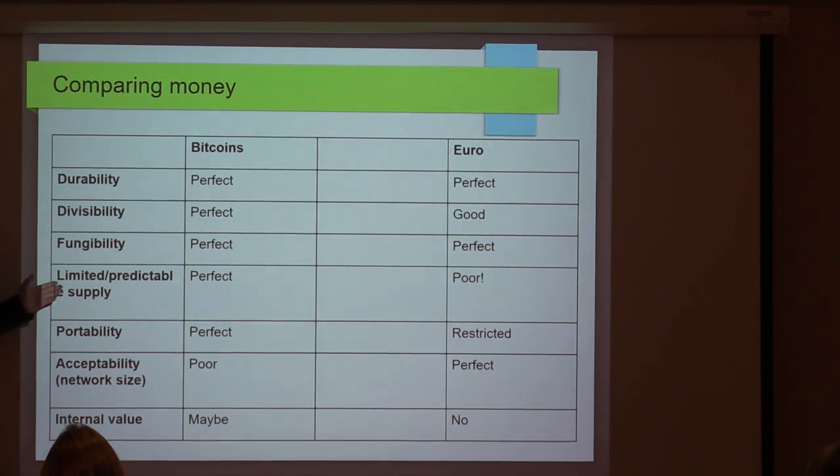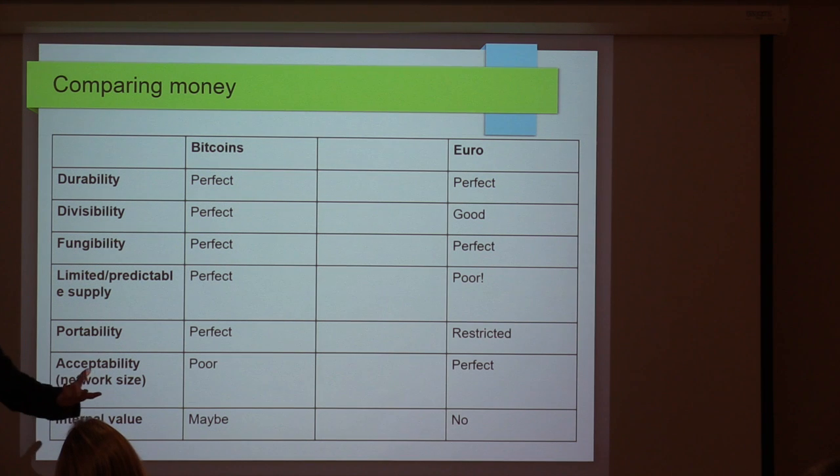I mentioned this one previously. I think that Bitcoin has an advantage over the euro when it comes to the predictability and the limited supply, because the supply of Bitcoins is limited by a computer program, so you can tell how many Bitcoins will exist in the future. You cannot do that with the euro because it's a matter of policy. There are bureaucrats in the European Union who decide how much the supply of euros should increase from year to year.